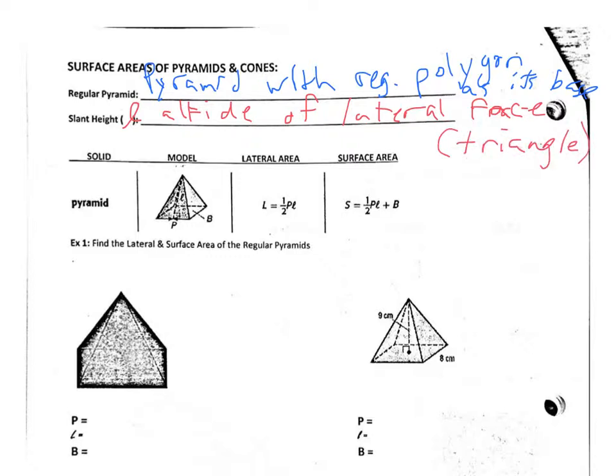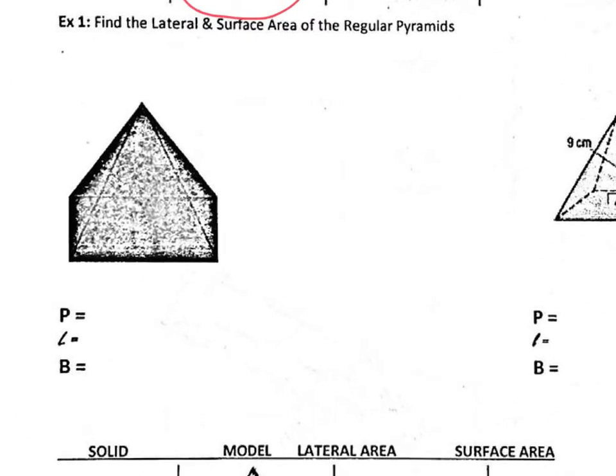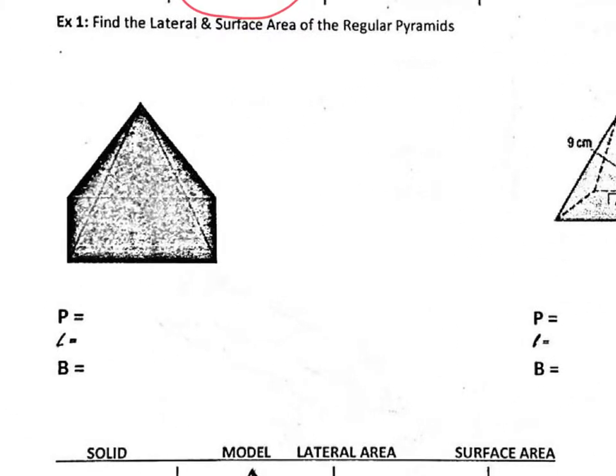Okay, so looking at this, you can see in this drawing right here, the slant height is perpendicular to one of the sides of the base. There it is right there, perpendicular. So let's look at an example here. I know we don't have any numbers on this first one, but let's go ahead and make some and see if we can solve this.